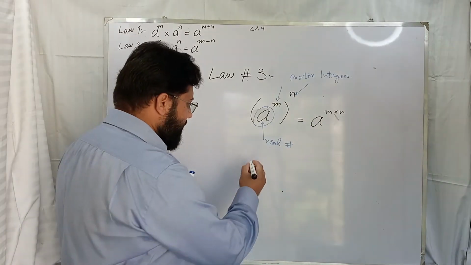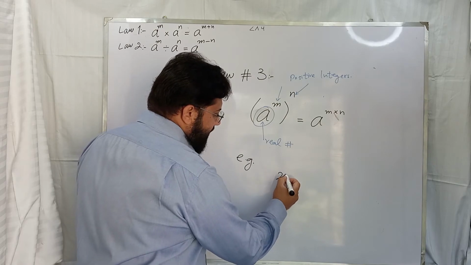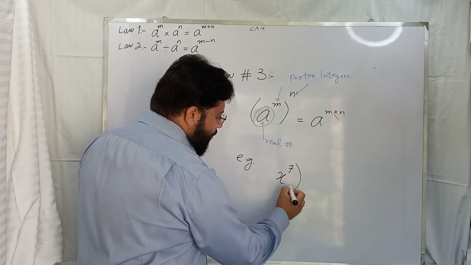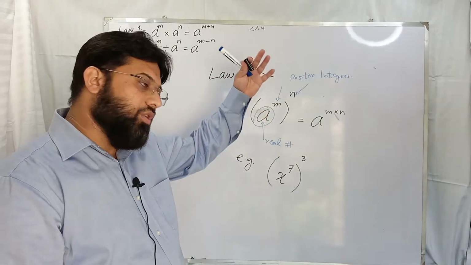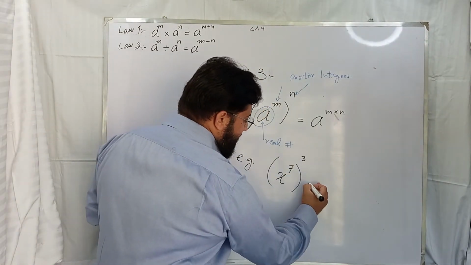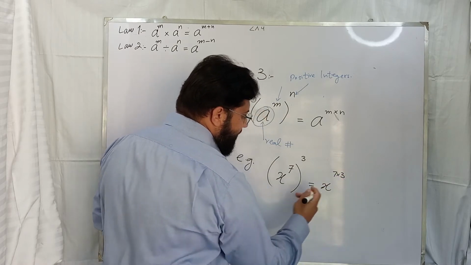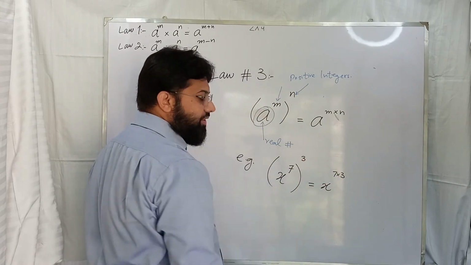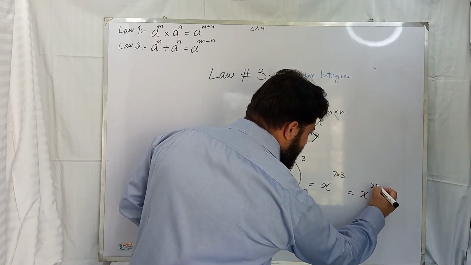For example, I would like to take a simple one: x to the power 7 whole power 3. So there is a power in a power. What would it be? x to the power 7 into 3. Powers are going to be multiplied with each other, so it would be x to the power 21.